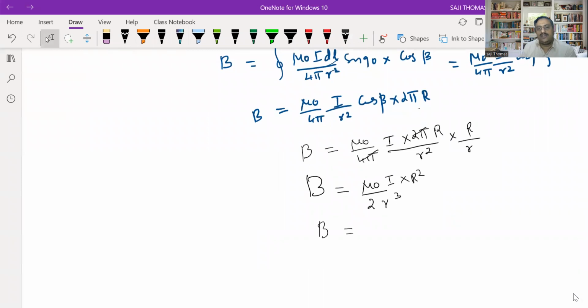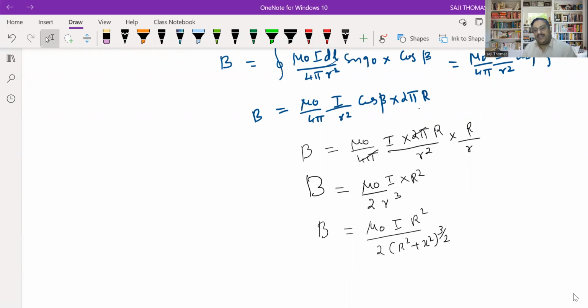B is equal to mu 0 I r square divided by 2 into r square plus x square, the whole raised to 3 by 2. R is root of r square plus x square, the whole cube. So it is 3 by 2. So this is the equation for the magnetic field at the axis of a circular current loop.